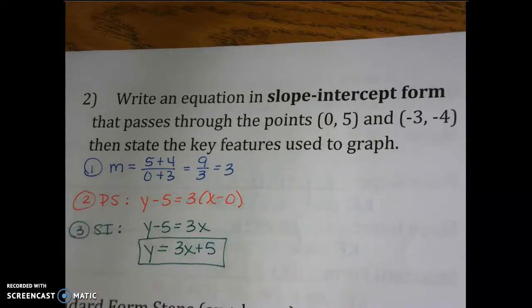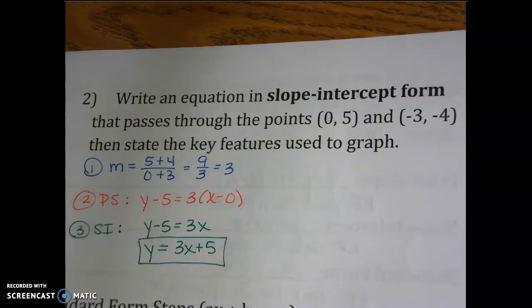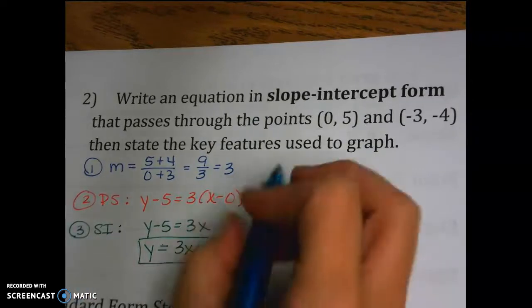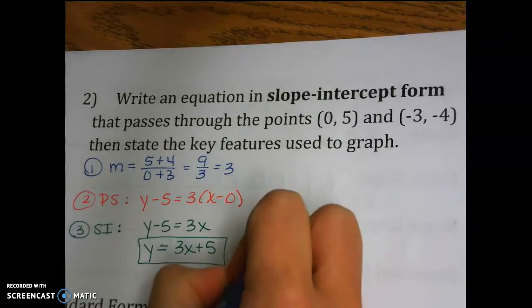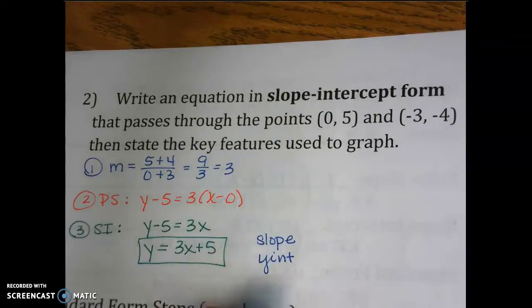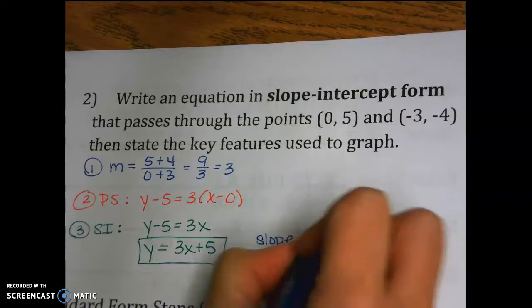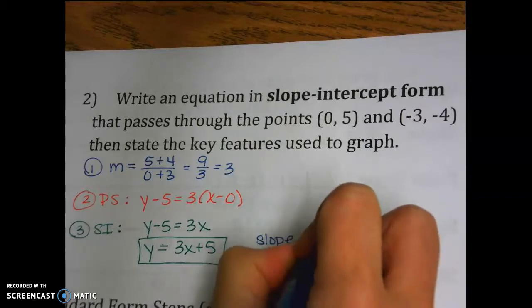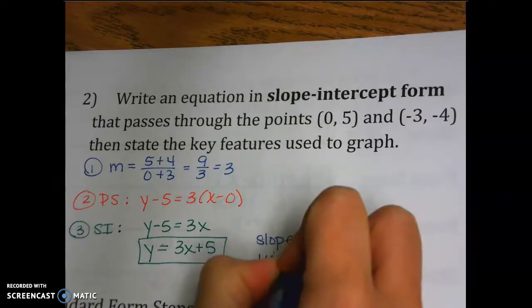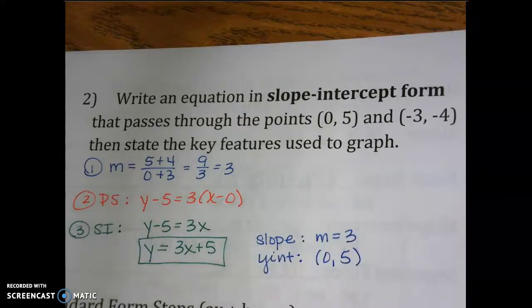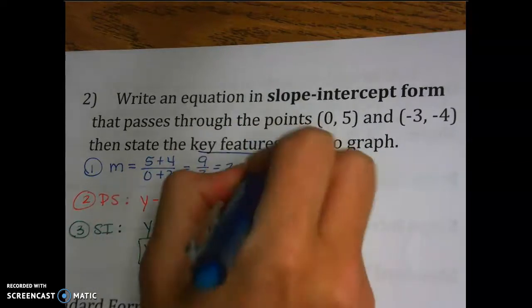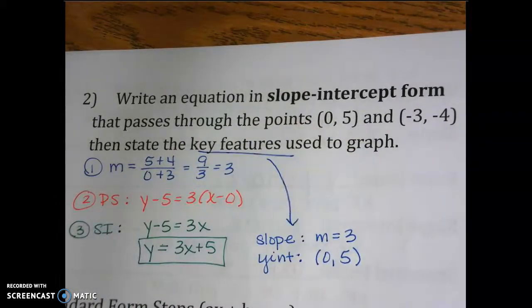Now this question also asked us to state the key features. For slope-intercept form, the key features are slope and y-intercept. Straight from the name, slope-intercept. So the slope in this case is 3, and the y-intercept, remember we write as a point, so it would be 0, 5. Those are the key features that we would use if we were graphing.